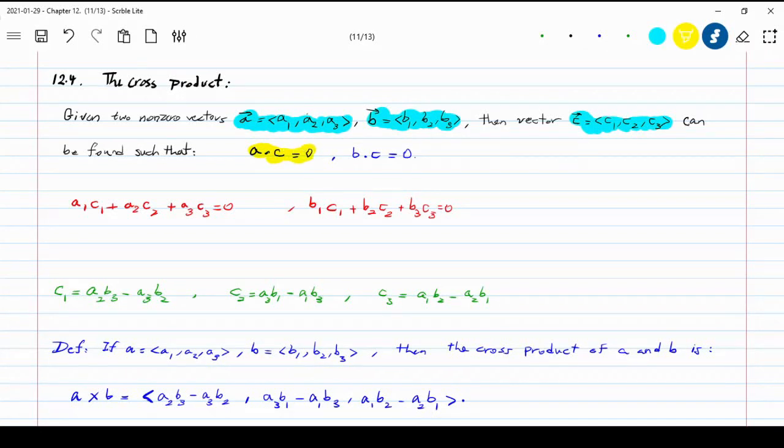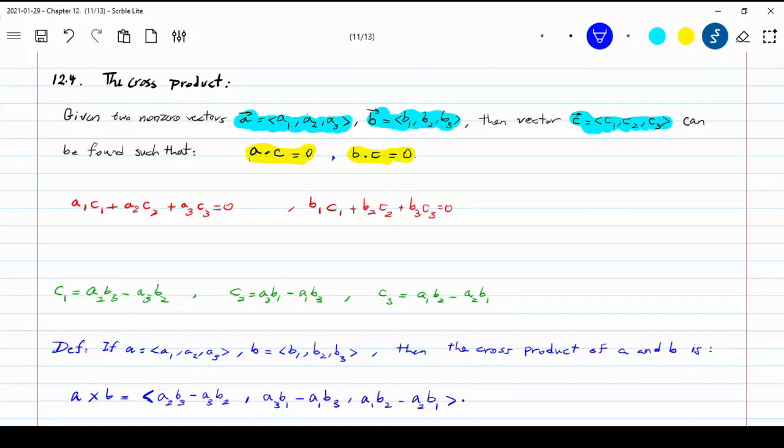What does it mean? The dot product is 0. That means the angle between the vectors A and C is 90 degrees. The angle between the vectors B and C is 90 degrees. It doesn't say anything about the angle between A and B. And we assume A and B are non-zero vectors, and they are different vectors, not parallel to each other. We will get to that in a bit, but this is basically the idea of defining the vector C.